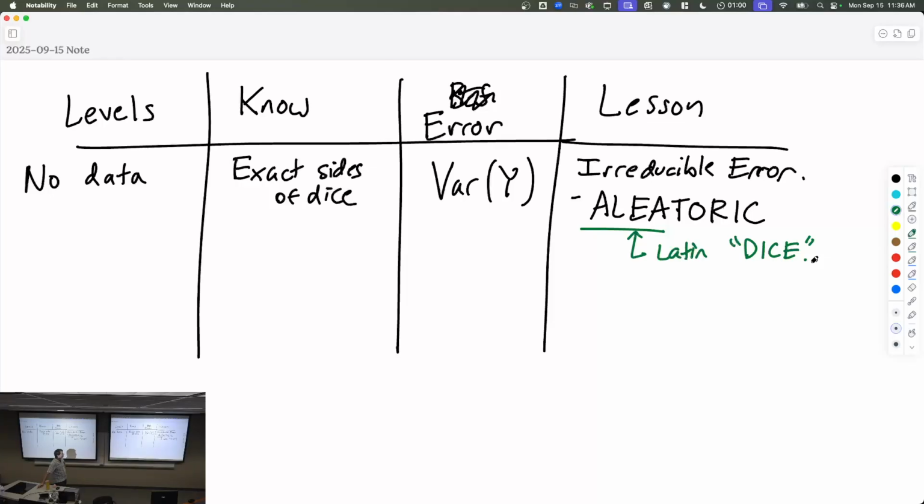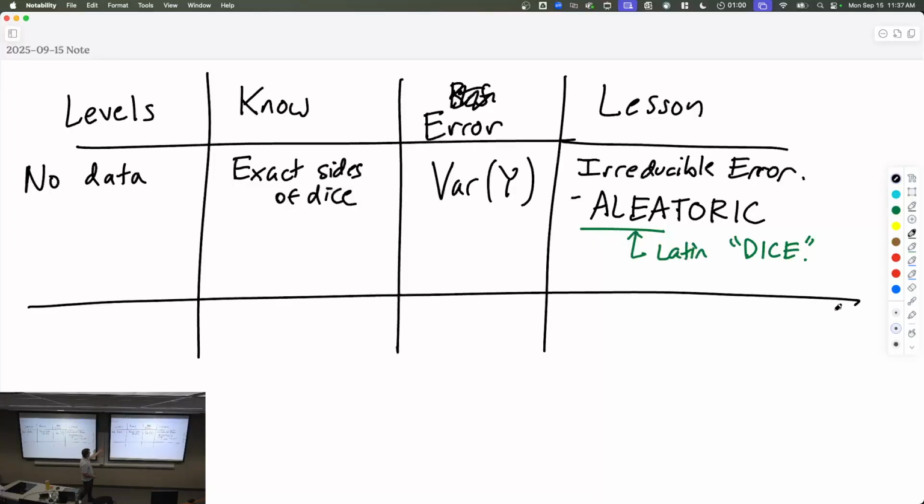Let's see what happens. For us, aleatoric error is error that is due to the randomness of the problem. No matter how smart you are, no matter how carefully you examine the dice, no matter how carefully you do the problem, you will still pay money through this irreducible error. So we're going to see exactly why that is. We're going to do the proof today quite quickly.